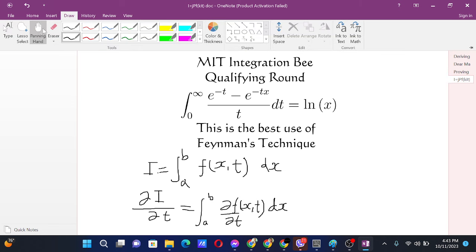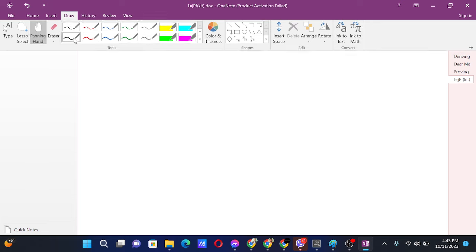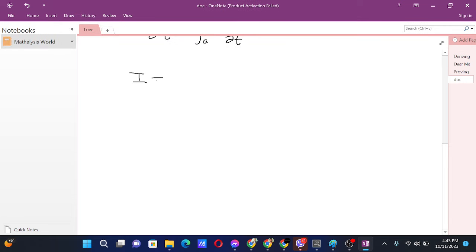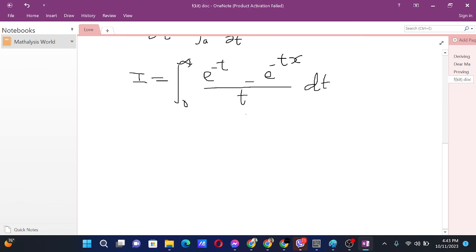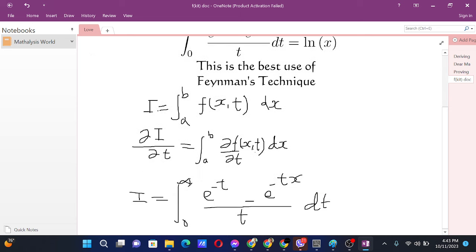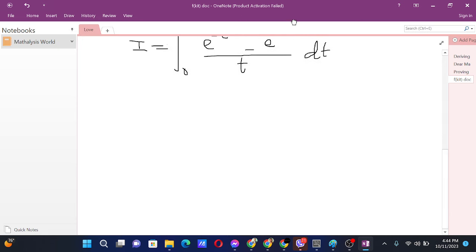Now let's proceed to solving the problem. We have I equals the integral from 0 to infinity of (e^(-t) - e^(-tx))/t dt. Minus e to the power minus t, my mistake, minus e to the power minus tx over t dt. So this is the problem.